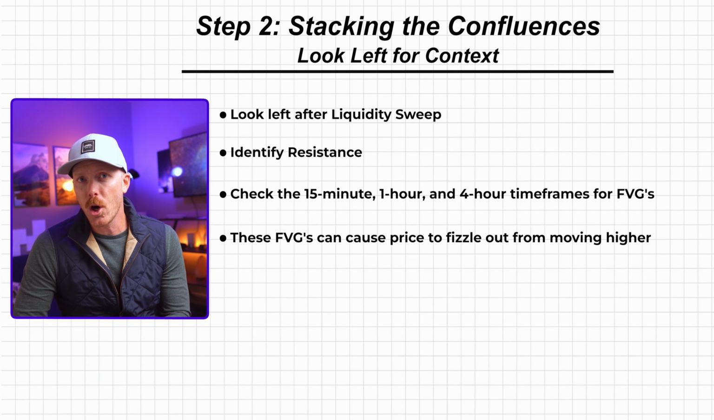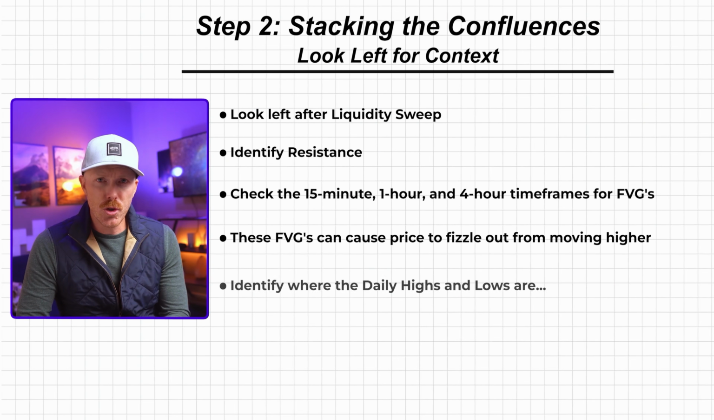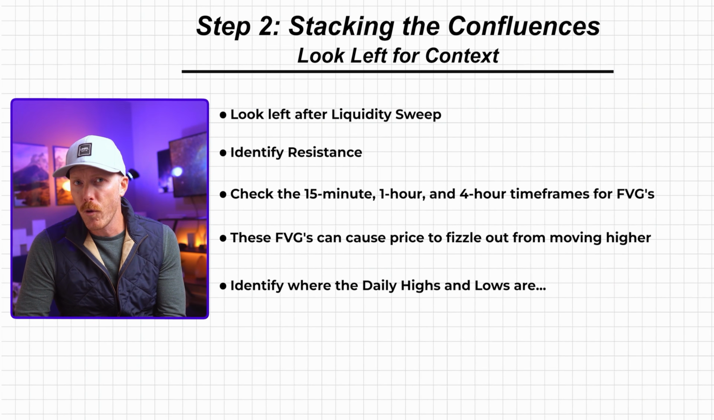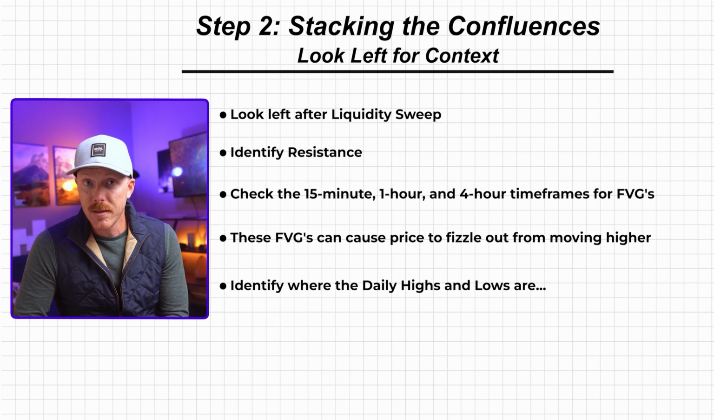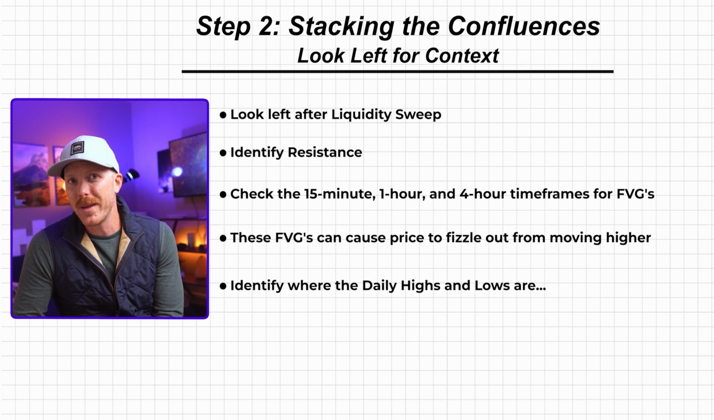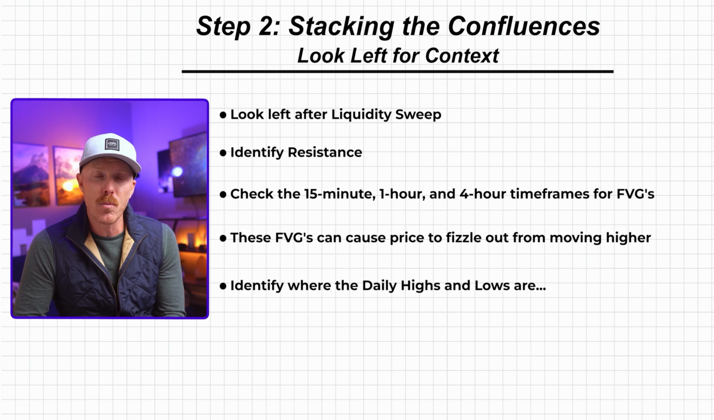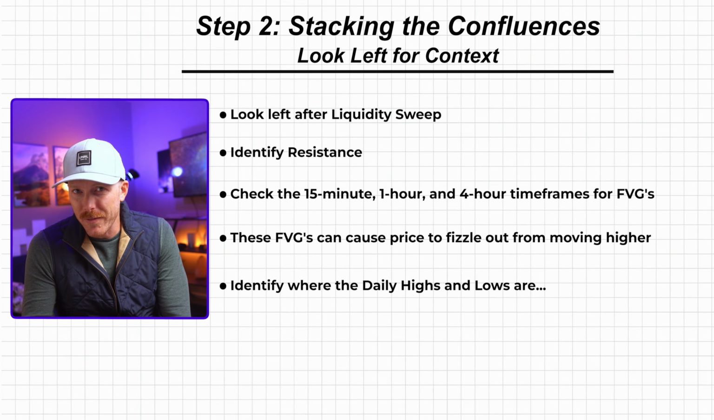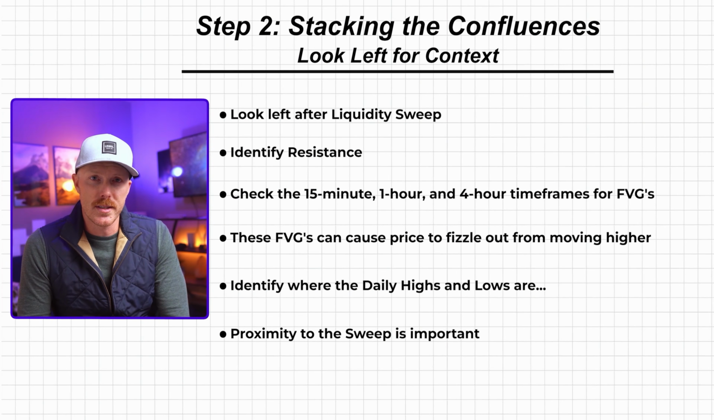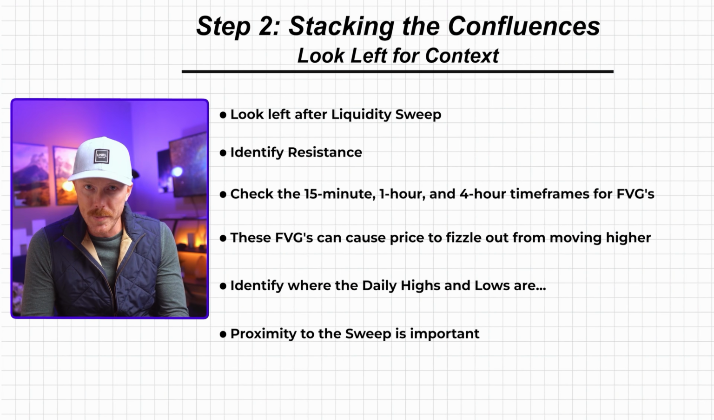Those imbalances are where price often reacts, where the move higher can exhaust before reversing. I'll also note whether that 1 hour or 4 hour high aligns with or is near a daily high. If it is, I'll probably wait for that sweep because the daily liquidity carries more weight. But the further away those levels are, the less relevant they become. I'm interested in nearby confluences that cluster around the swept area.